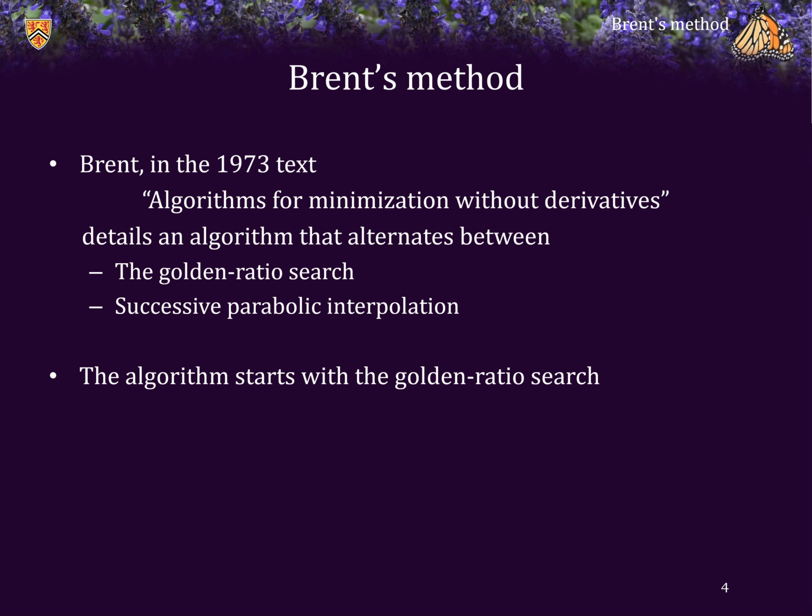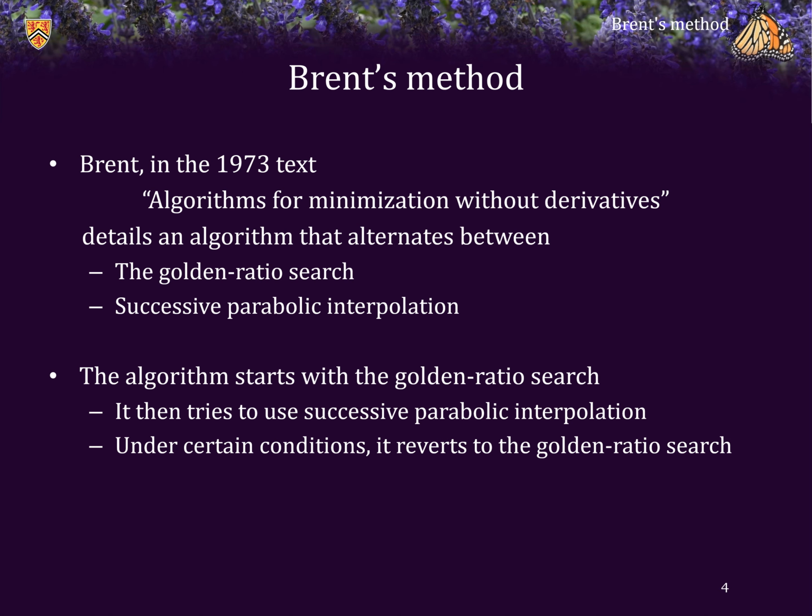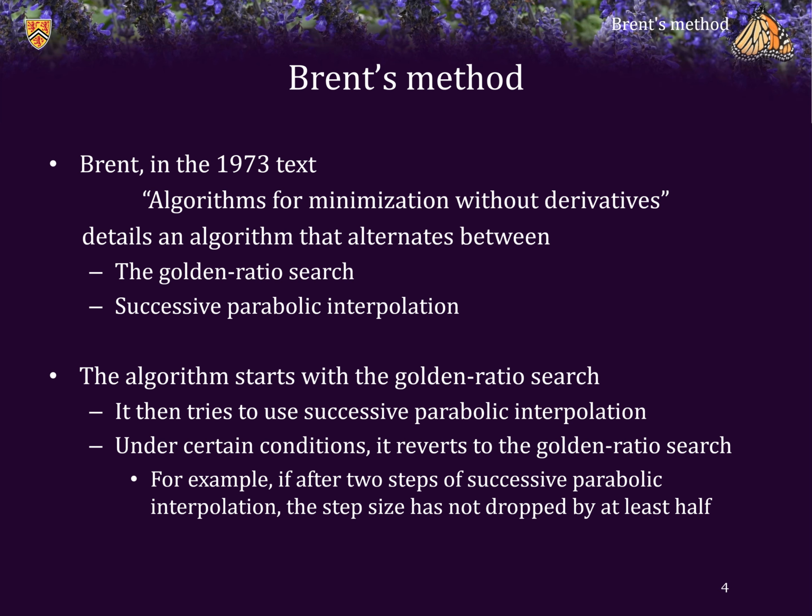Now, Brent's method starts with the golden ratio search, and the way it's designed actually applies it twice. After this, it tries to use successive parabolic interpolation to continue from that point forward. Now, it continues to use successive parabolic interpolation. However, under certain conditions, it will revert back to the golden ratio search. So, for example, if after 2 steps of successive parabolic interpolation, the step size has not dropped by at least, or the width has not dropped by at least half, then it reverts to golden ratio search.